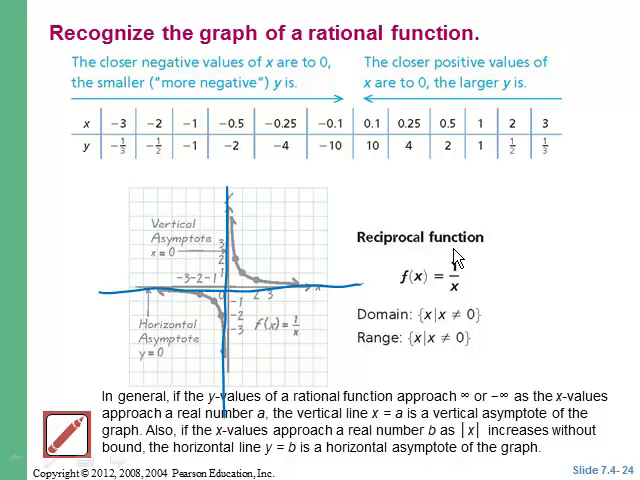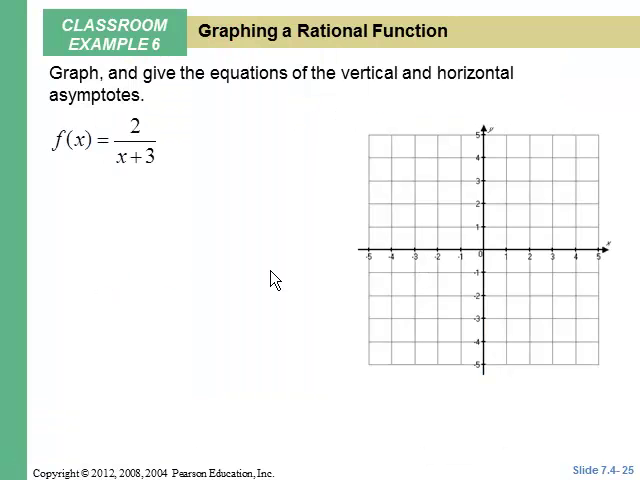Also, if the y values approach a real number b as the absolute value of x increases without bound, the horizontal line y equals b is the horizontal asymptote of the graph. We're looking for x to get really big or really small, and we're looking for y to get really big or really small.